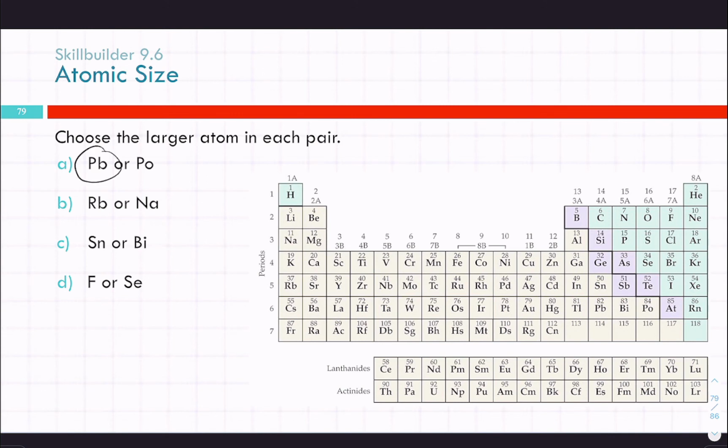What about rubidium or sodium? Rubidium. Again, because, and maybe this is the easiest way to think about it, rubidium's closer to cesium.